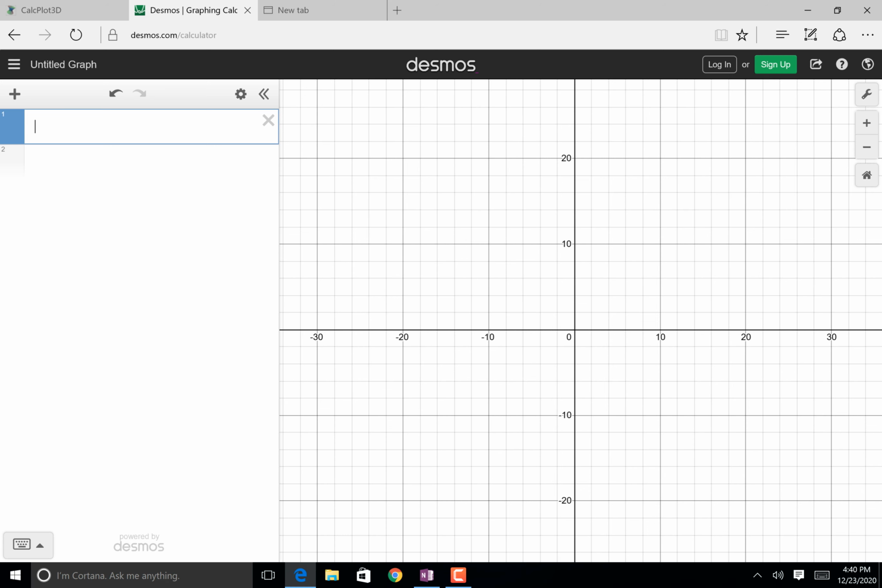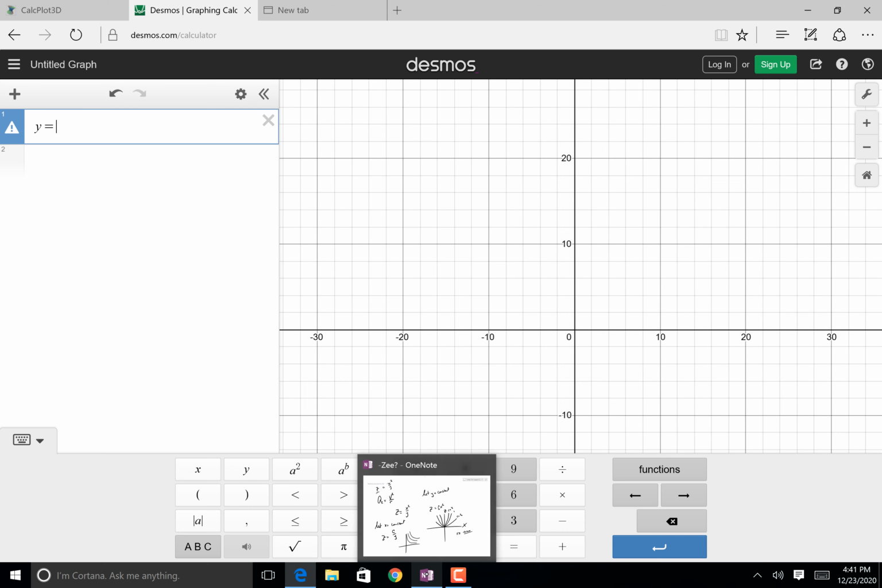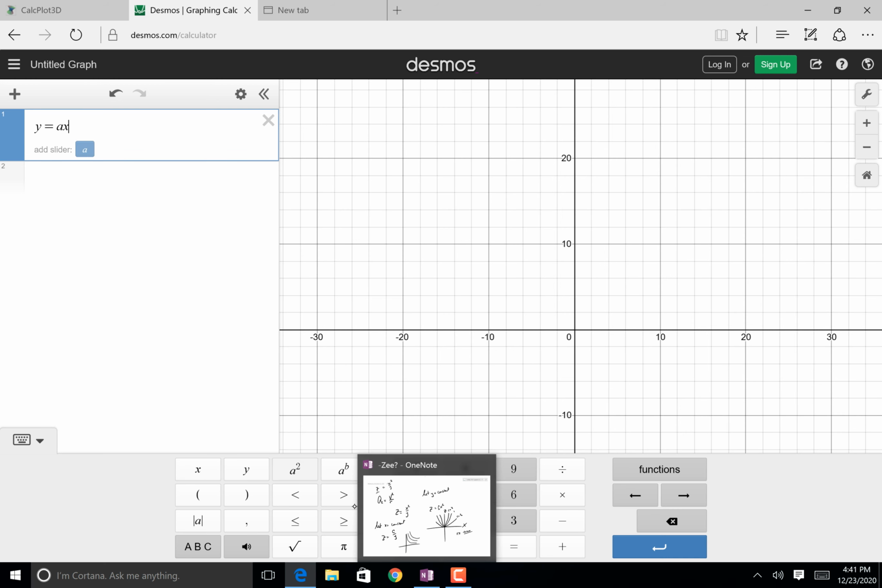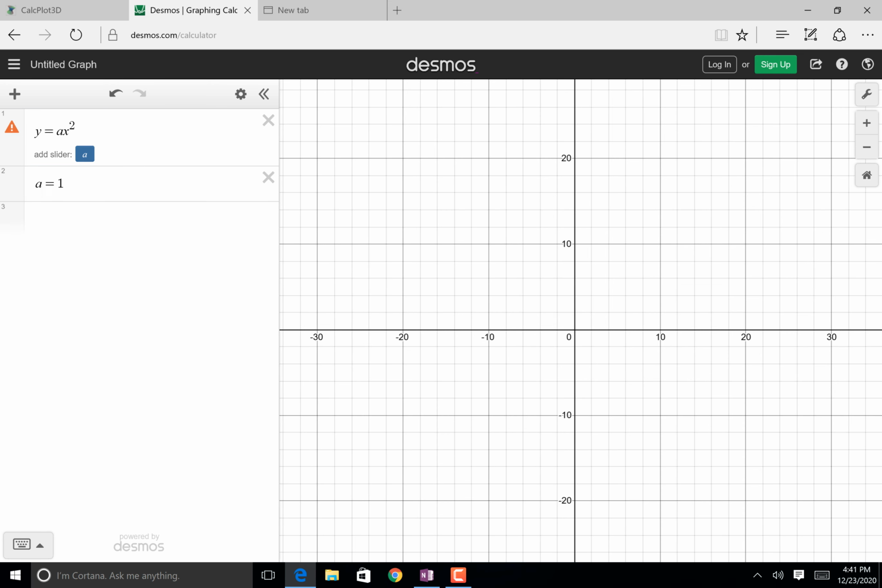Now, you have to be a little creative because Desmos can only graph in terms of y and x. So let me just demonstrate what I'm talking about. On that first one, let's just let y equals, okay? And then, what was the first one we did? It was c x squared, right? So then what a guy can do is put something like an a and then x squared. And then you can add a slider.